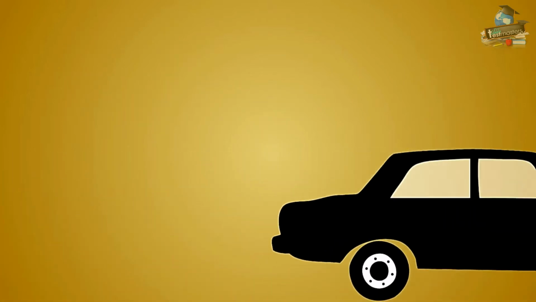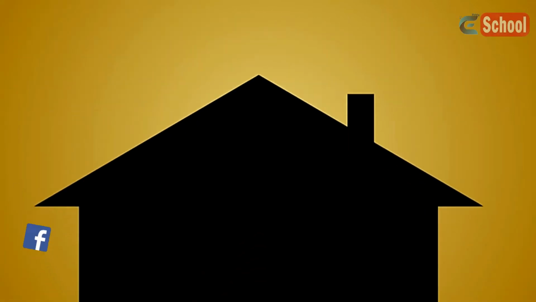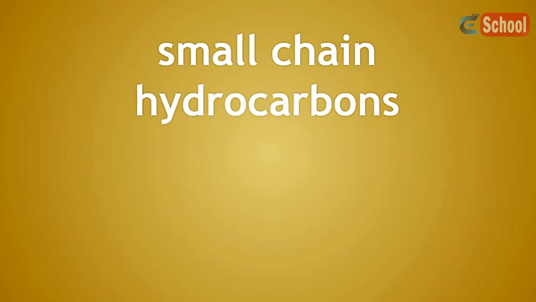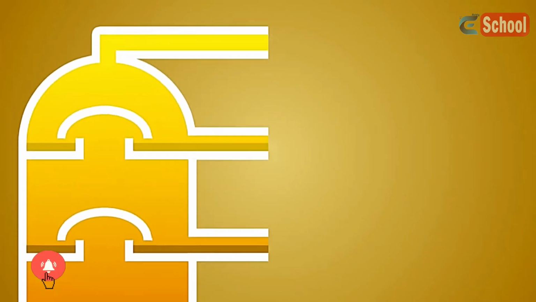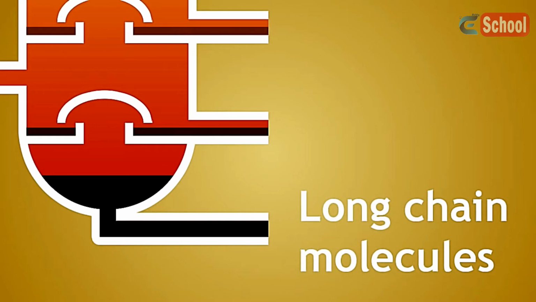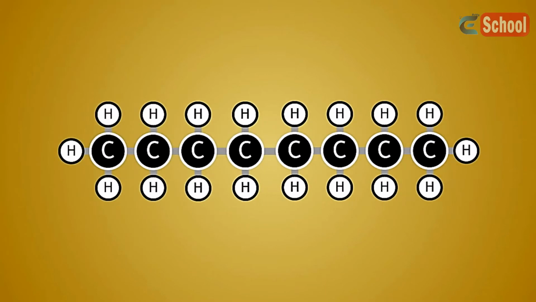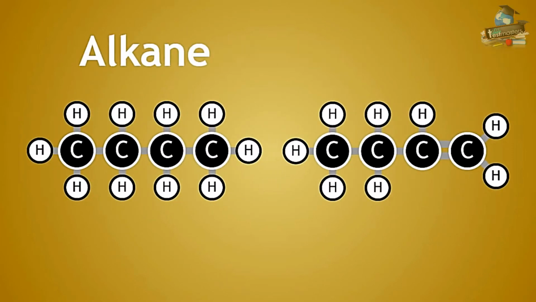We use a lot of fuels in our day-to-day lives, driving cars, aeroplanes, lorries and even heating our homes. This means there is a very high demand for small chain hydrocarbons. However, after fractional distillation, we find that we have a large supply of long chain molecules. The process of cracking breaks down long chain alkanes into a smaller alkane and alkene molecule.